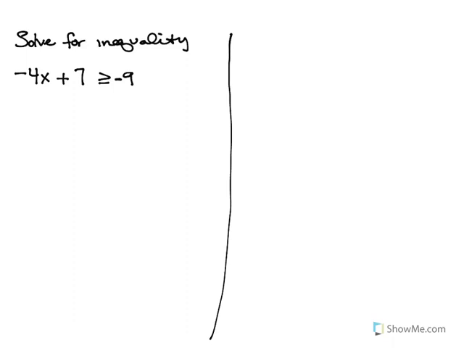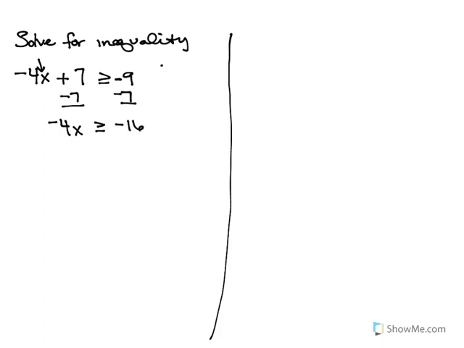Okay, so we are going to solve the inequality here. We're solving for x because that's our unknown. So we work our problem the same way we would as if it was an equal sign.